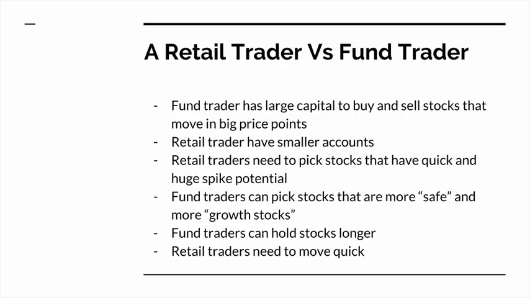So retail traders need to pick stocks that have quick momentum, huge spikes, lower floats, and high volume, which we'll go over later in this part of the course. Fund traders can pick stocks that are more safe, and they can pick more growth stocks, as I mentioned. Fund traders can hold stocks longer, and us as retail traders, we need to move quick. We need to identify the breakouts and profit from there, even if it's like 20 cents, but if we're holding a strong enough position, such as 3,000, 4,000 shares, we're able to do well because we're able to catch that breakout for that huge spike.